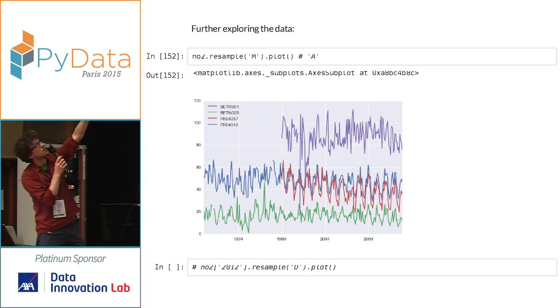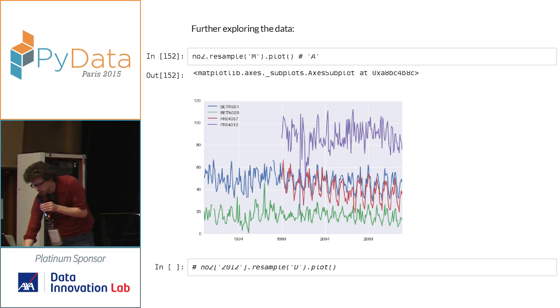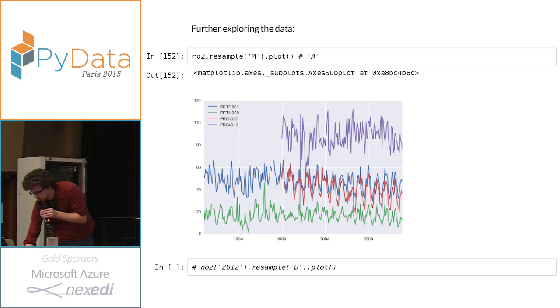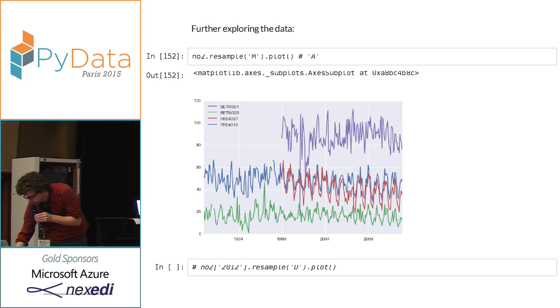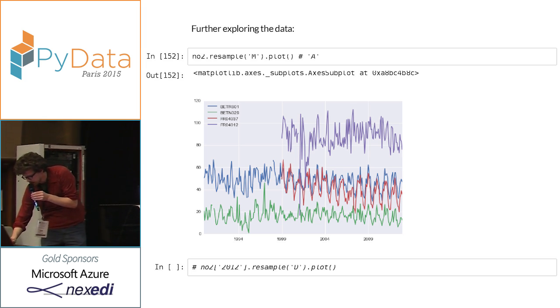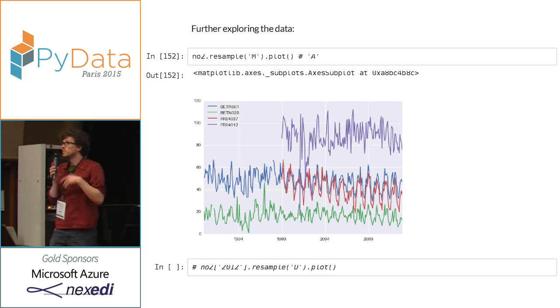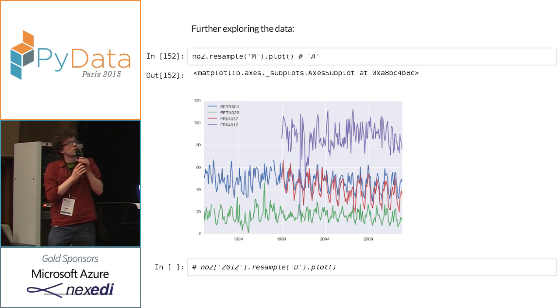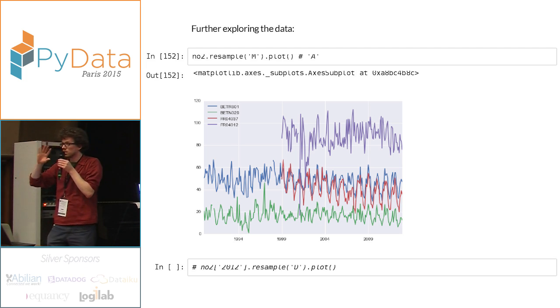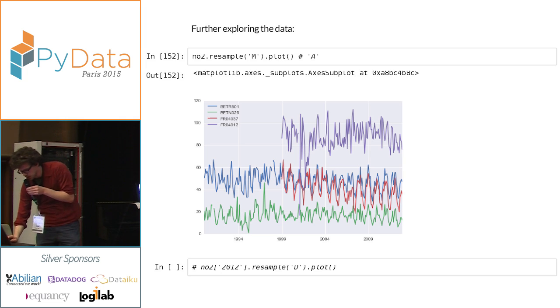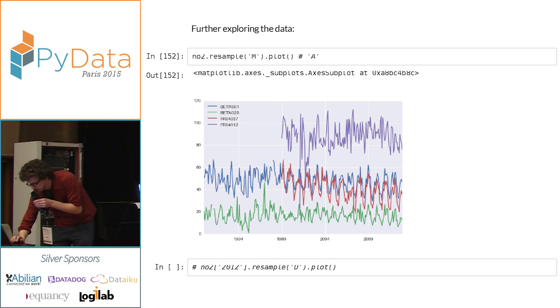Combined with some plotting, for example, now here I took monthly means of the full data set. For example, if you want annual data, very easy, just like that. And now I have yearly averages for the full time series. So it's very easy to do some shifting in the frequency of your time series.